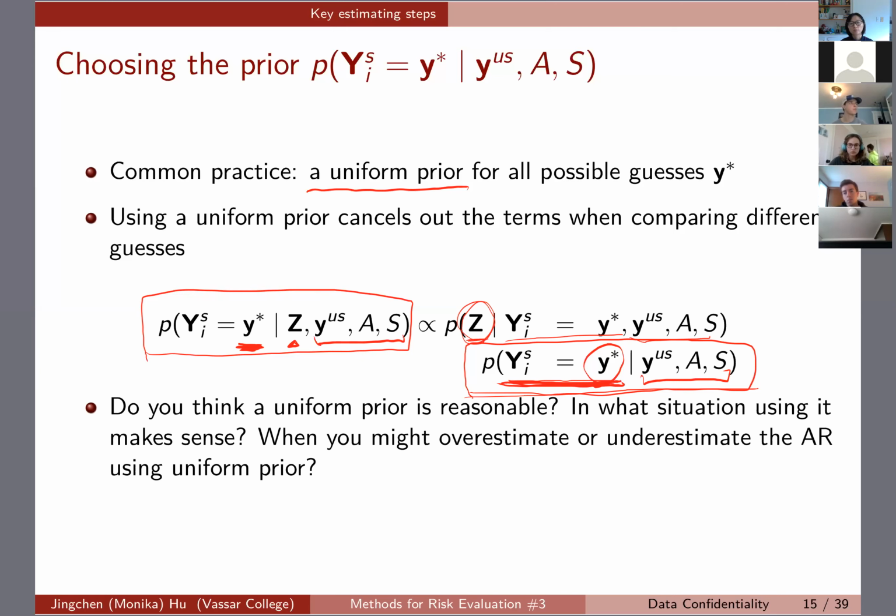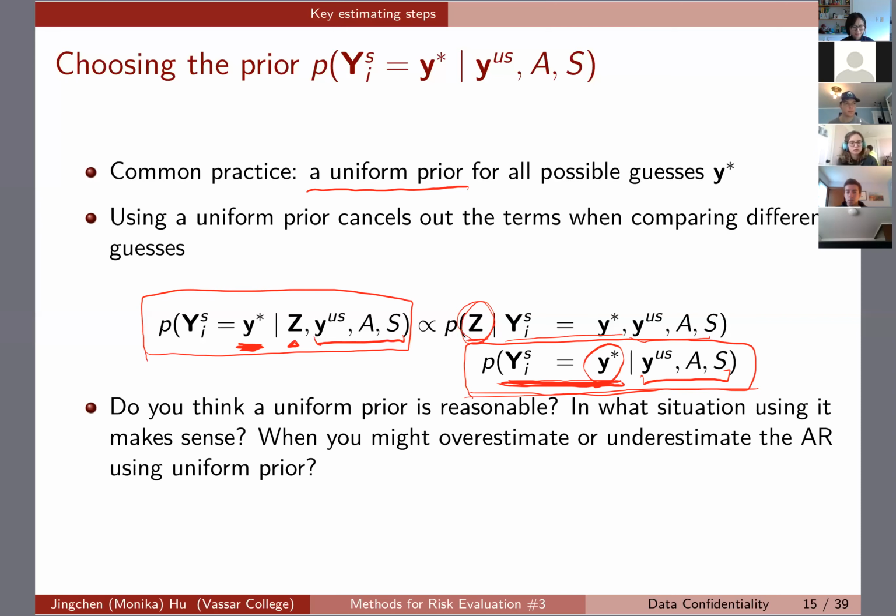Do you think a uniform prior is reasonable? In what situation does using it make sense? When might you overestimate or underestimate the attribute disclosure risk using a uniform prior? Okay, so you can use the example that I was using, thinking about a univariate categorical marital status outcome. Okay, 6 different categories, using 1/6, a uniform, or anything else. And what are you thinking? In what situation might you overestimate or underestimate?